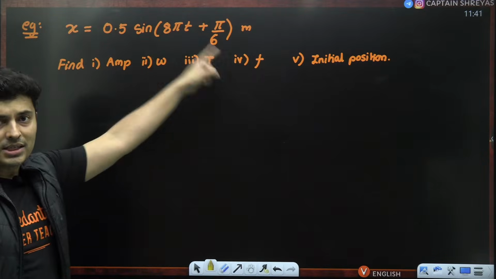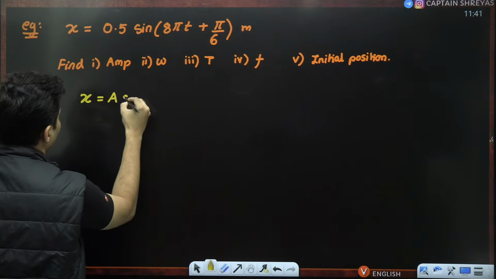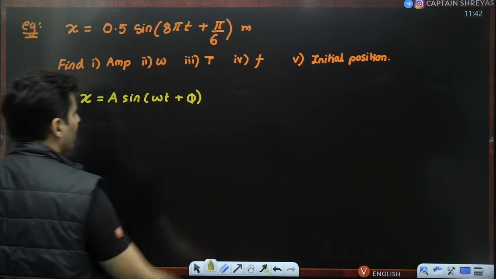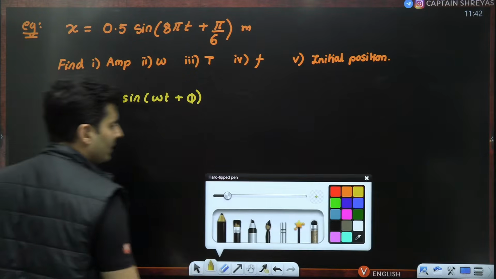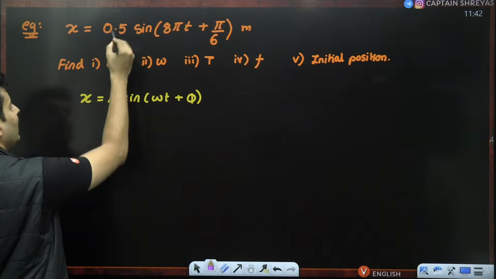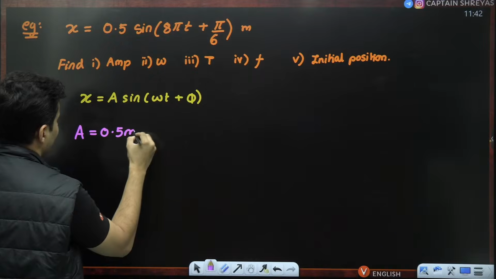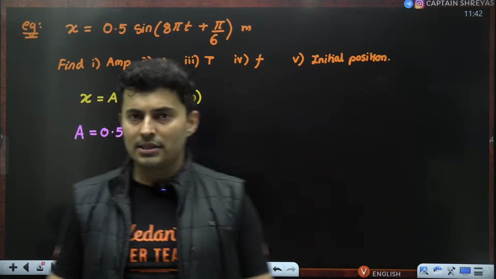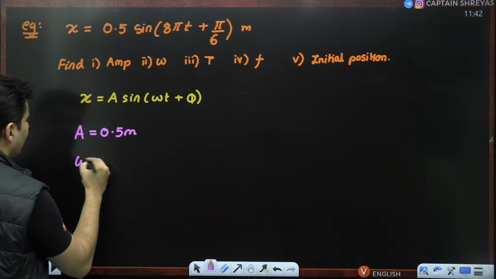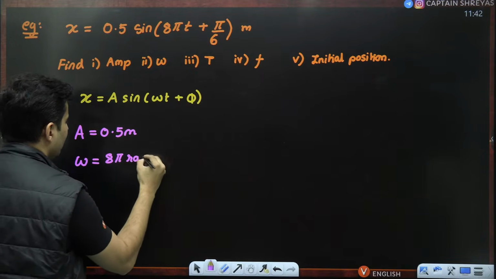Look at this equation and compare it with x is equal to A sine (omega t plus phi). Automatically you will start getting everything. From this, it is very obvious that the amplitude is 0.5. So the amplitude is 0.5 meters. Done, dusted. Perfect. What is omega? Direct comparison will lead you to 8 pi radian per second.